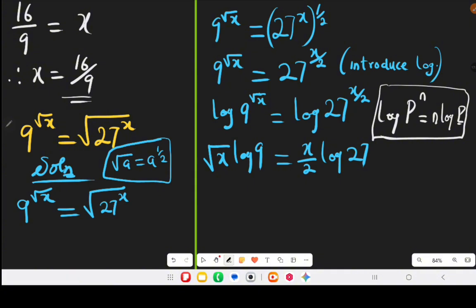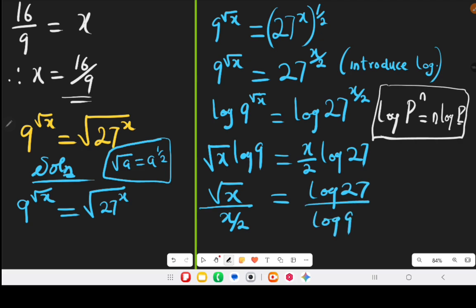Now we can rewrite this to be root of x all over x over 2 is equal to log 27 all over log 9. When you cross multiply, root x times log 9 gives you the left hand side, and x over 2 log 27 gives you the right hand side. So this expression is true.